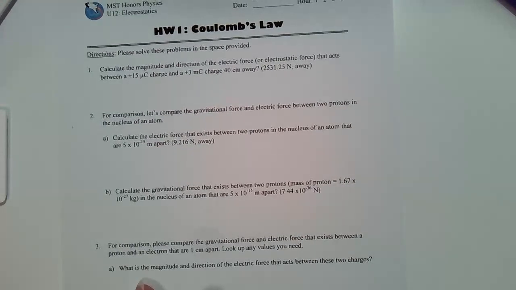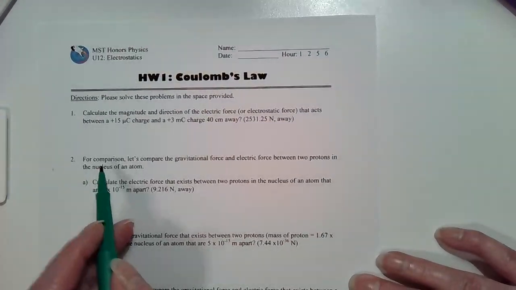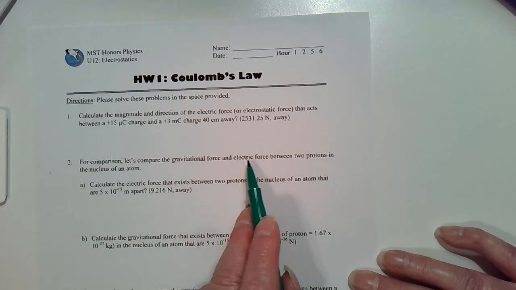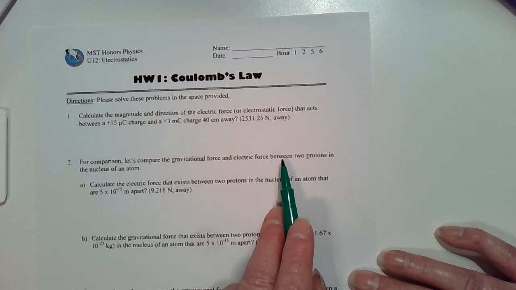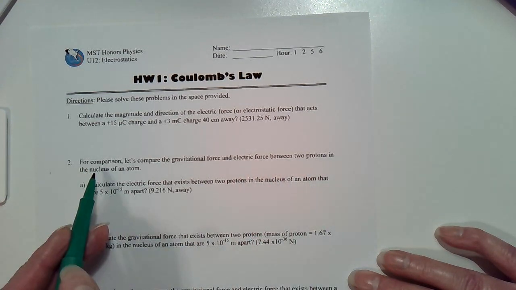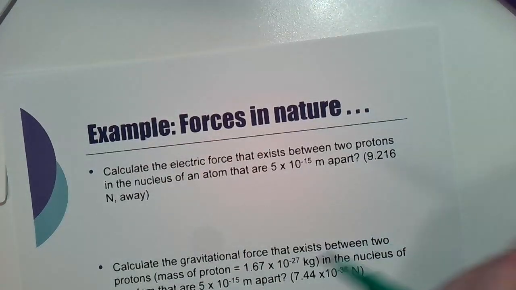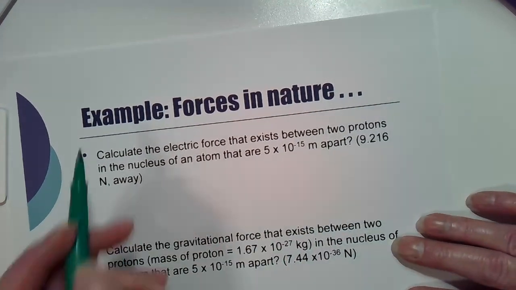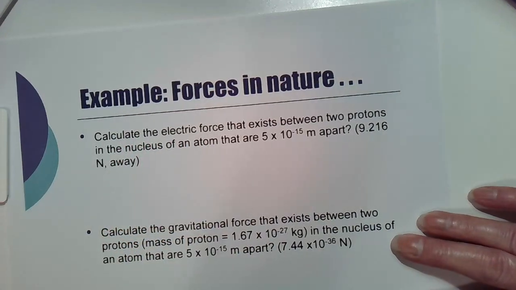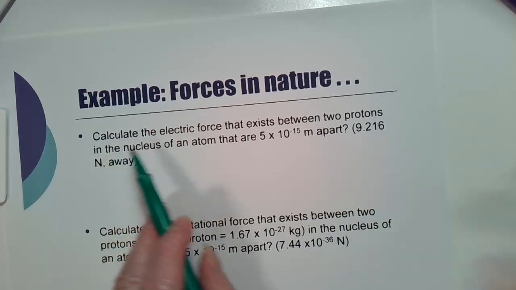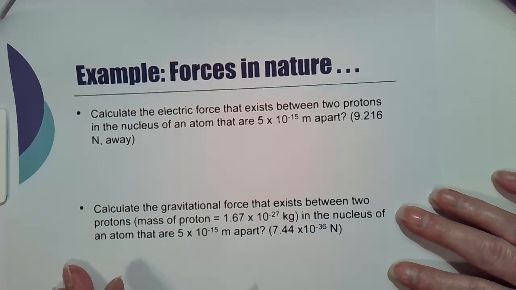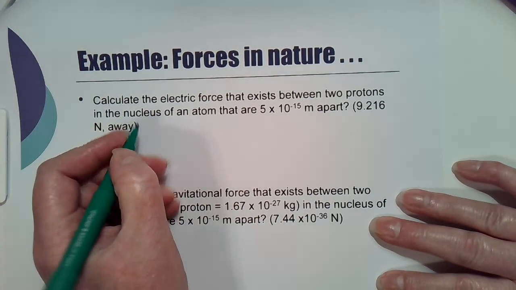Number 2 says, for comparison, let's compare the gravitational force of attraction and the electric force of attraction or repulsion between 2 protons in the nucleus of an atom. Inside the nucleus, they're pretty close together. So it says calculate the electric force that exists between 2 protons that are 5 times 10 to the negative 15 meters apart. So I'm going to start by drawing a picture.